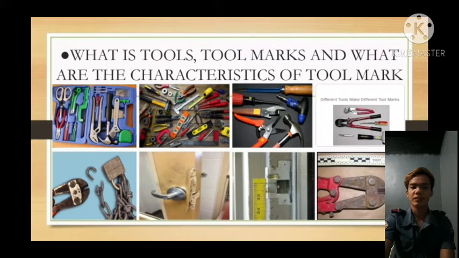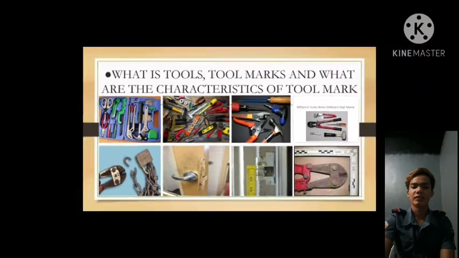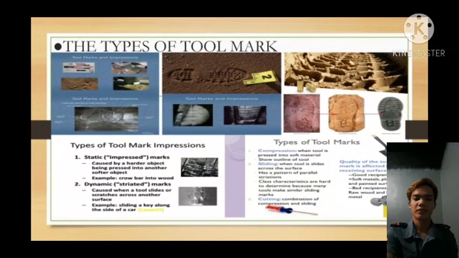Tool marks are of two kinds, class characteristics and individual characteristics. The class characteristics of a tool mark include the type of impression, its general shape, and general dimensions. Class characteristics typically allow the examiner to determine what type of tool created the impression and how the mark was created. Types of tool marks.